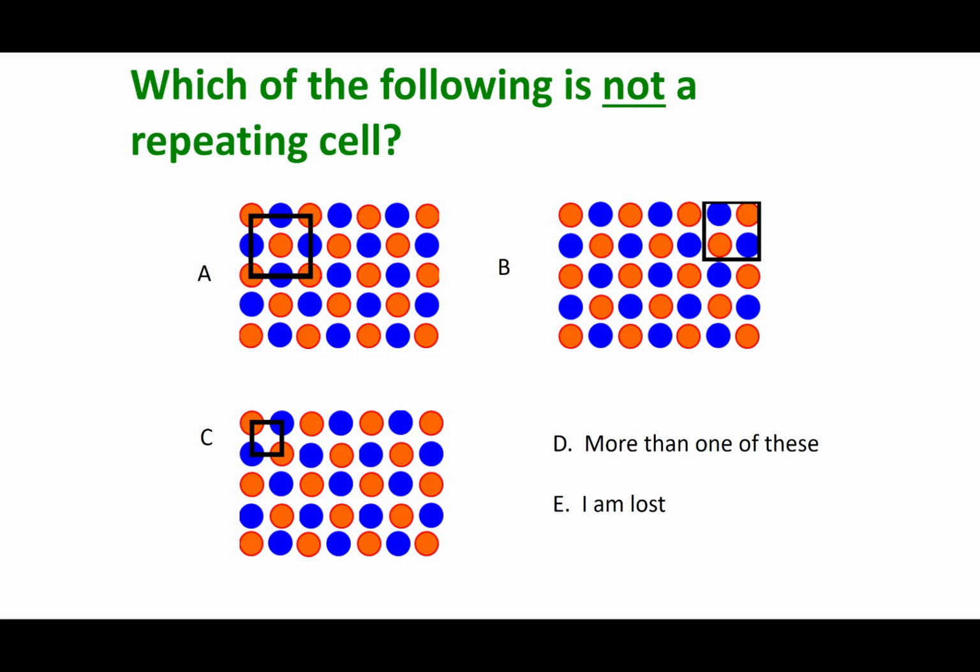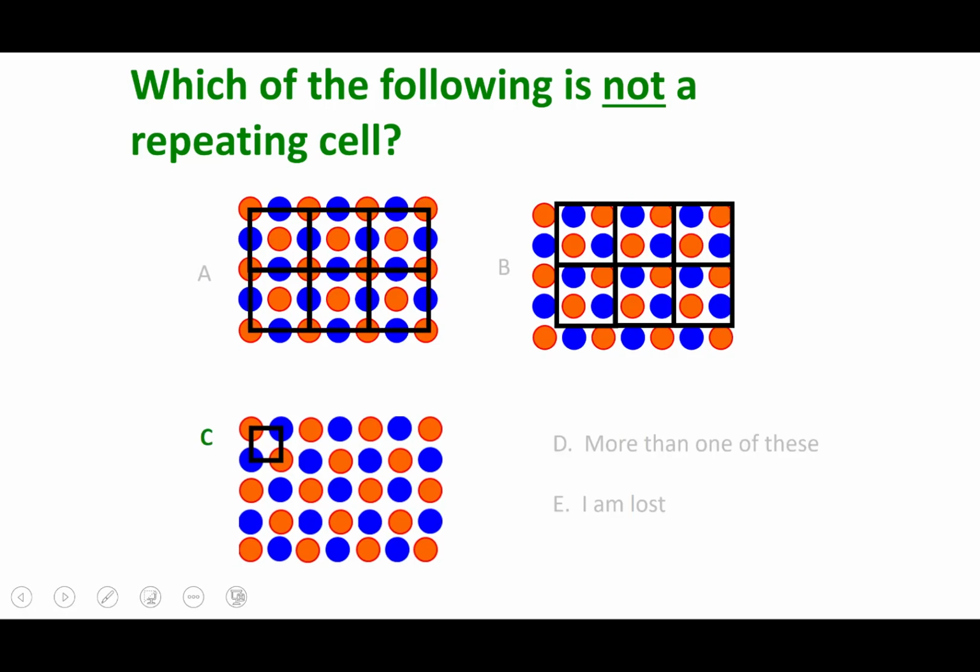So let's start off with our first quiz, and tell me if the black box that I've drawn on here represents a repeating cell. So, what you'll see is that A and B actually do represent a repeating cell. And I can draw that cell over and over, and it repeats the rest of that lattice. But let's take a look at option C, which was not considered a repeating cell.